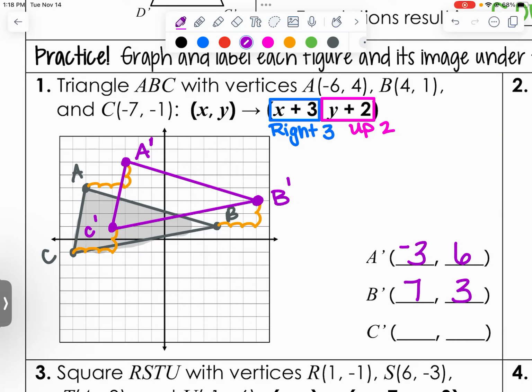What about C prime? Negative something. Oh, yeah, here we go. This guy right here, what is it? -4, 1.